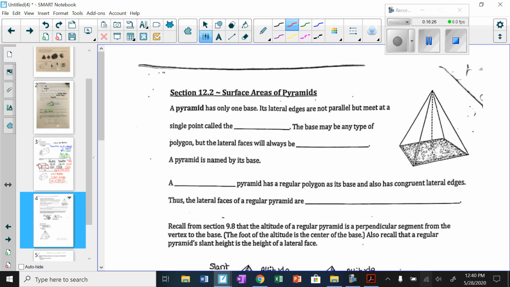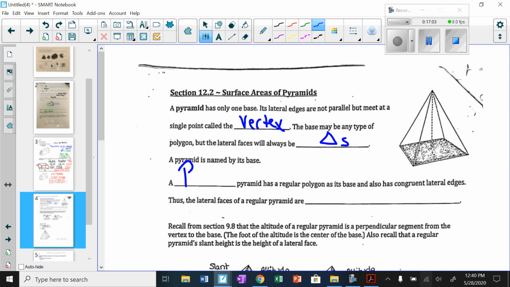Okay, surface area of pyramids. All right, so there are some keywords that we need to know about pyramids, which we've talked about before. I'll just refresh your memory. A pyramid has only one base. Its lateral edges are not parallel but meet at a single point called the vertex. The base may be any type of polygon, but the lateral faces must always be triangles. A pyramid is named by its base.